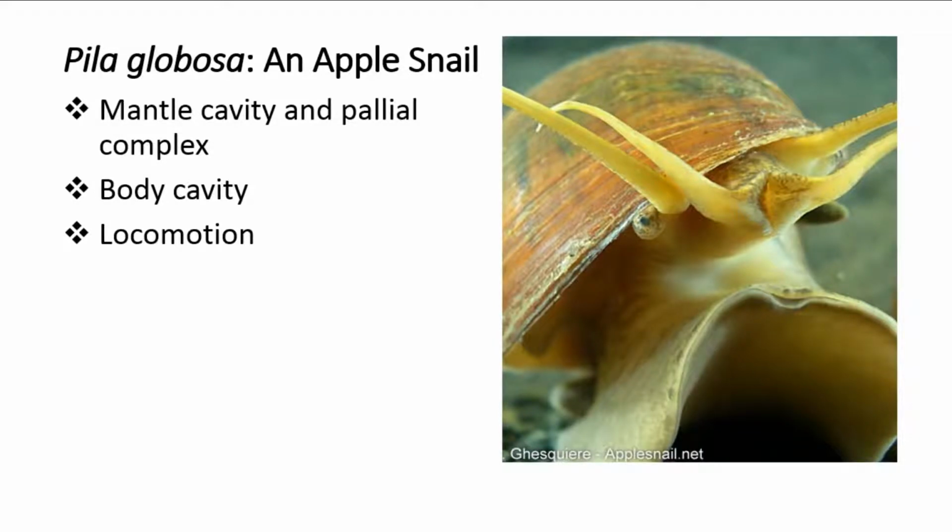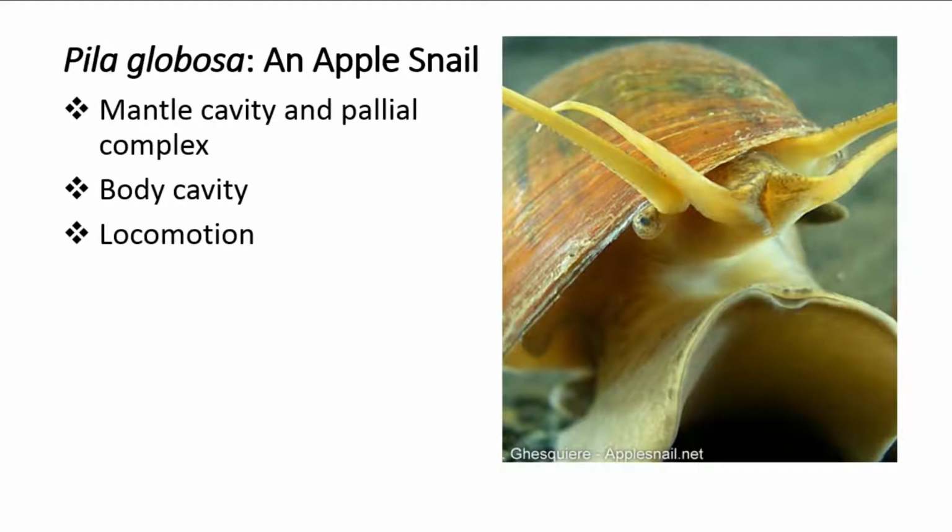The head consists of a snout. Snout means the muzzle, and on the snout all these structures are present: the first pair of tentacles, second pair of tentacles, mouth, ommatophore, and eyes. Below that, a large muscular foot is present.